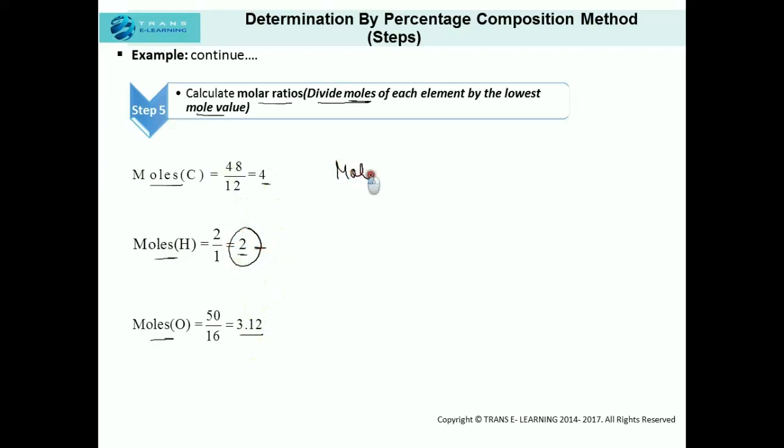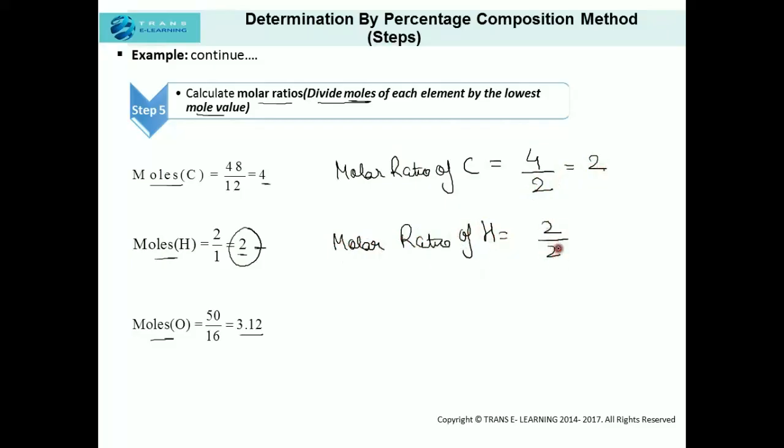So the molar ratio of carbon will be 4 divided by 2. That will come out to be 2. The molar ratio of hydrogen will be 2 divided by 2. That will come out to be 1. And the molar ratio of oxygen will be 3.12 divided by 2. So this will come out to be 1.56.